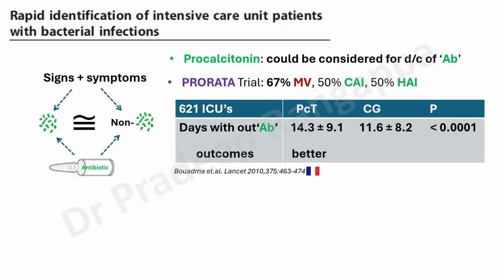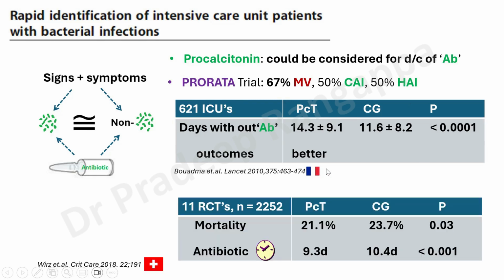And for that, is there good evidence? Yes, there is good evidence. This is the PRORATA trial, which came again from the French group, where 50% of the patients had community-acquired infections, 50% had hospital-acquired infections, and 67% of the patients were mechanically ventilated, done across 621 ICUs. When they used procalcitonin to de-escalate or stop antibiotics, antibiotic-free days were higher, 14.3 versus 11, which means they could curtail the use of antibiotics with procalcitonin, and the outcomes were better. And this study came in 2010.